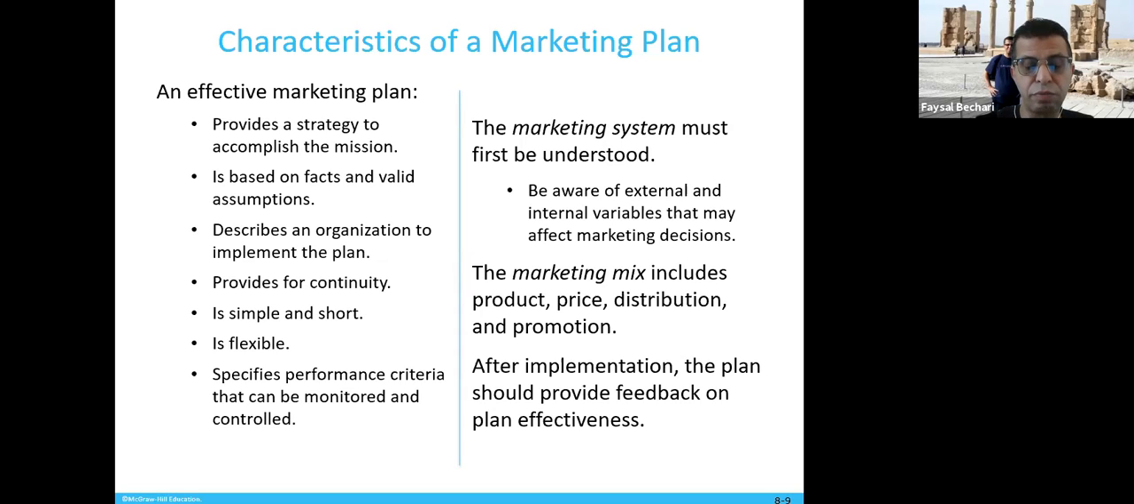So how marketing is happening in Canada is different than the marketing happening in India, than in the Middle East, than in Europe. Be aware of the external and internal variables that may affect the marketing decision. Be aware of controllable and non-controllable factors that affect the marketing decision, the business decision.